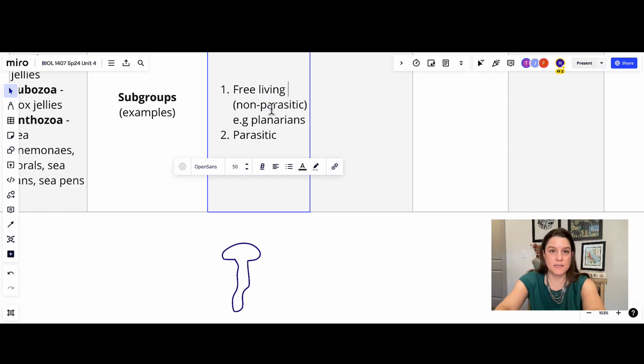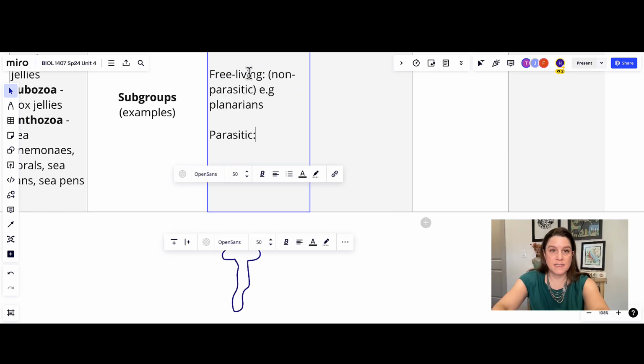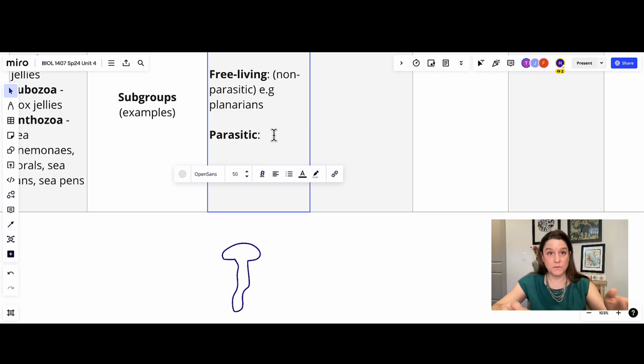I guess we can say free-living because we know it's flatworms. Free-living versus parasitic. The parasitic groups are the flukes and the tapeworms. So one of the essays that you're going to have to write about is economic impacts of a variety of groups.